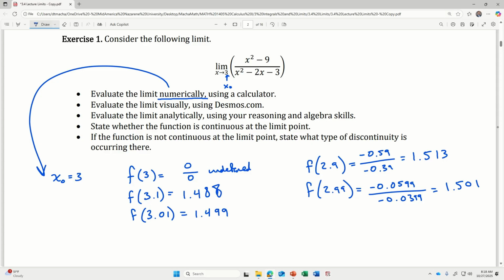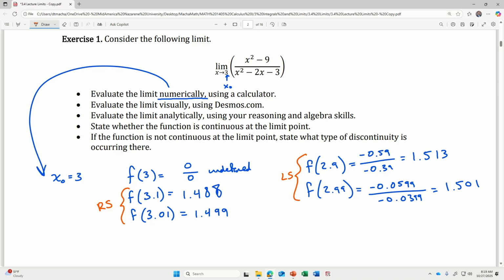Okay, so imagine this is like trying to get an estimate of the right side limit, because 3.1 and 3.01 are a little bit to the right of my limit point on the number line. And then 2.9 and 2.99, that's trying to get a feel for what the left side limit is going to be, because those numbers are to the left of 3 on a number line.